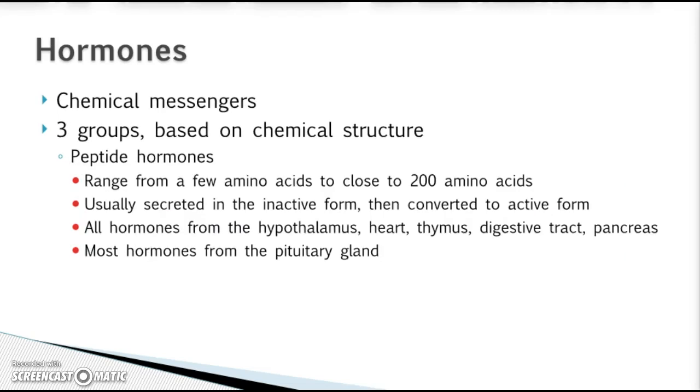The peptide hormones vary greatly. They range from just a few amino acids up to as many as 200 amino acids. These hormones are usually secreted in an inactive form and then converted in the bloodstream to their active form. Examples of peptide hormones include all hormones from the hypothalamus, heart, thymus, digestive tract, and pancreas, and most of the hormones from the pituitary gland.